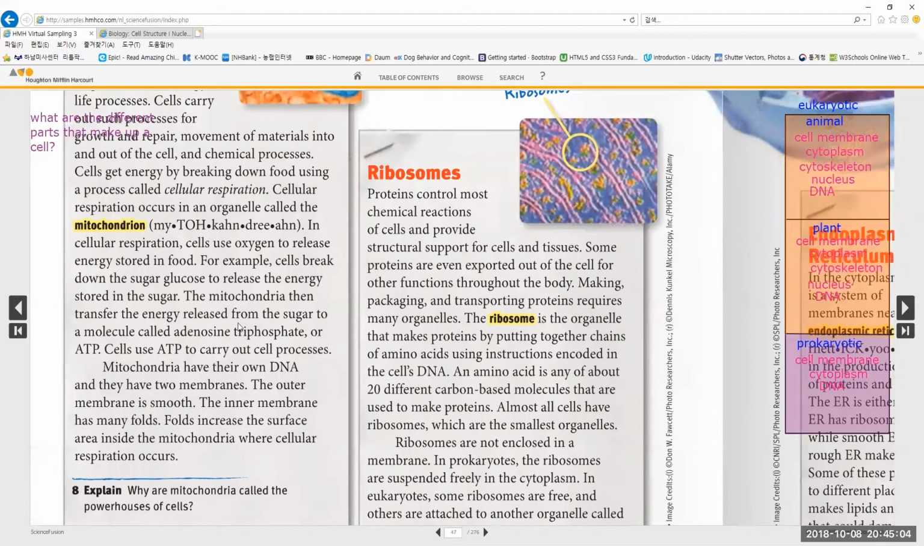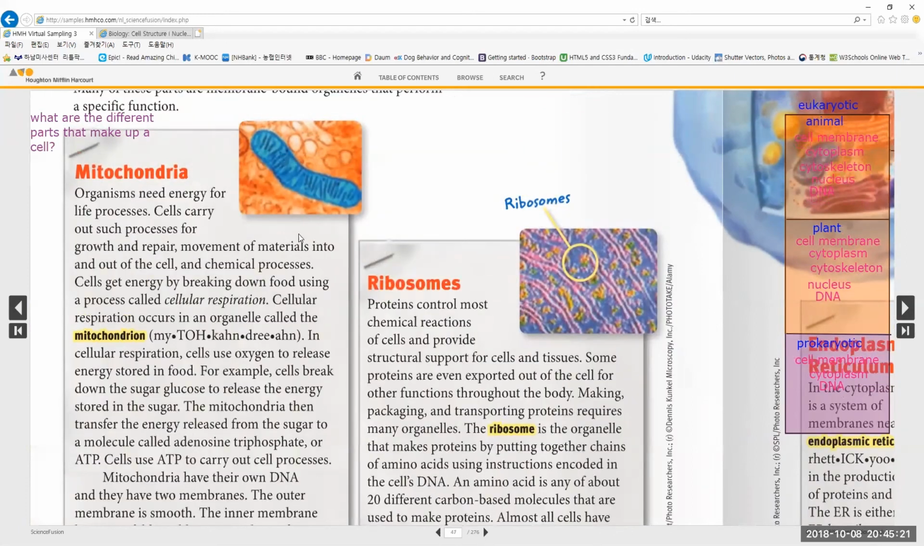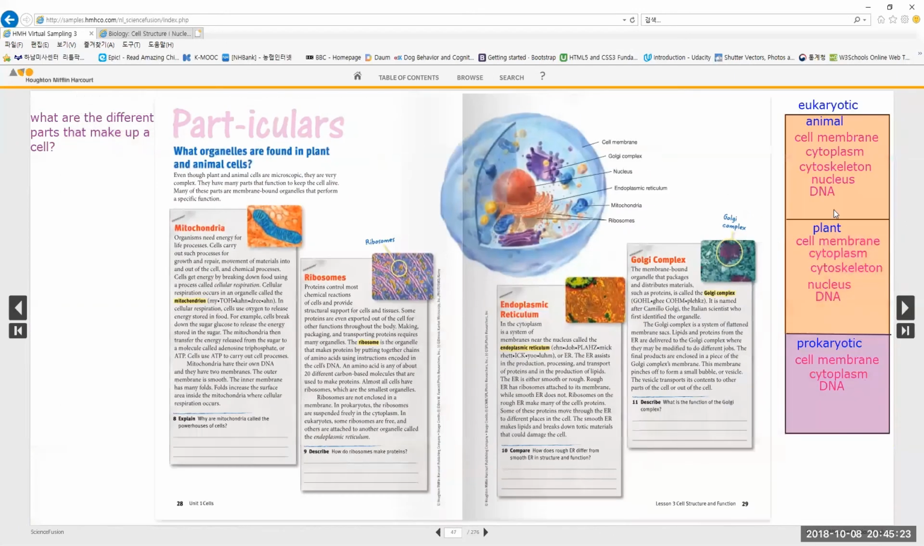Mitochondria have their own DNA and they have two membranes. The outer membrane is smooth. The inner membrane has many folds. Folds increase the surface area inside the mitochondria where cellular respiration occurs. Cells all have mitochondria.